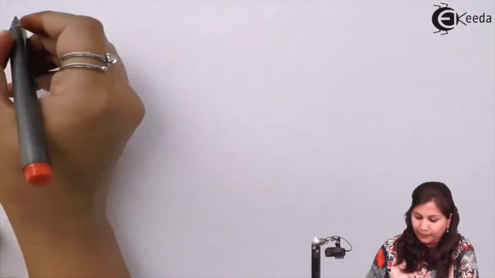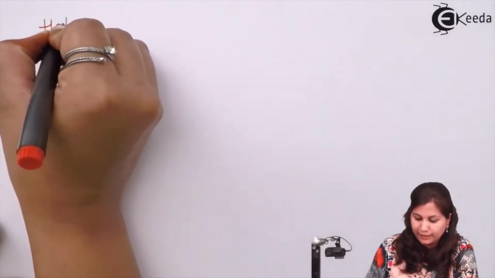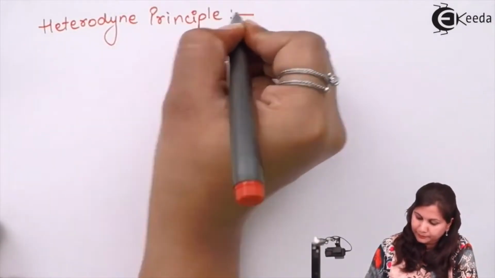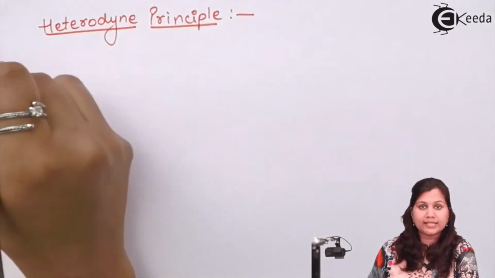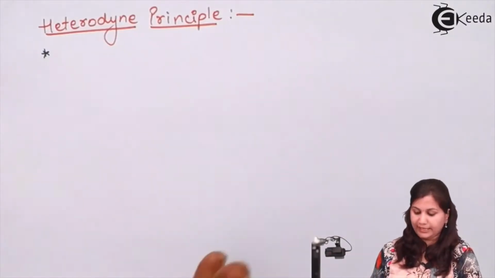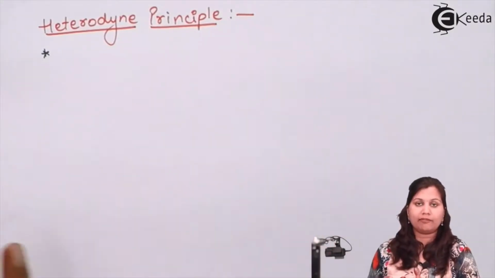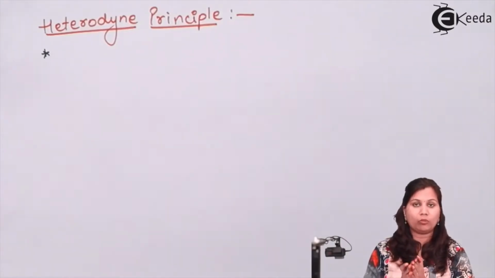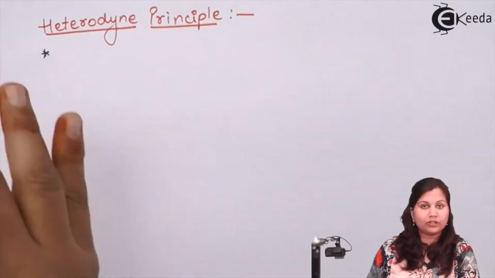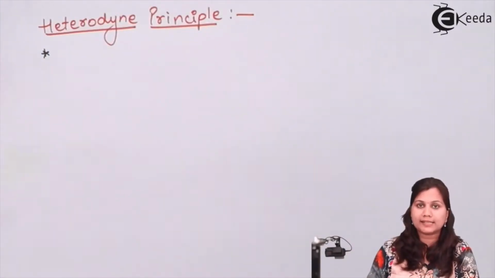Now there is another technique which is used in the signal generator, which is called the heterodyne principle. The second principle is the heterodyne principle. This heterodyne principle is used to give a continuously variable wide variety of frequency range. If we want that our output has a wide frequency range and is also continuously variable, we can use this heterodyne principle for the signal generation.